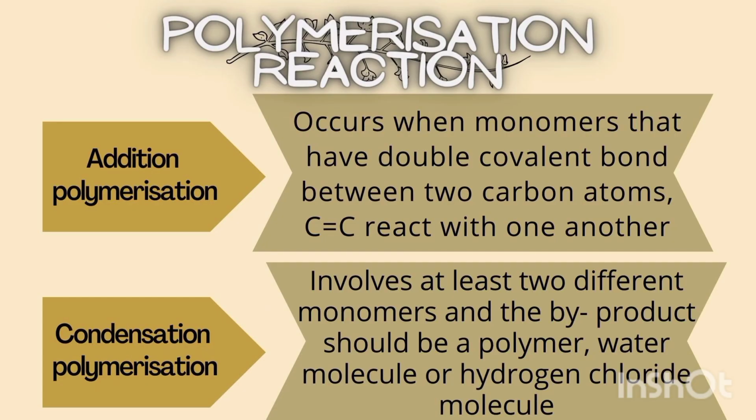Polymerization reaction consists of two types, which are addition polymerization and condensation polymerization. Addition polymerization occurs when monomers that have a double covalent bond between two carbon atoms react with one another. While condensation polymerization involves at least two different monomers, and the byproduct, besides the polymer, is a water molecule or a hydrogen chloride molecule.